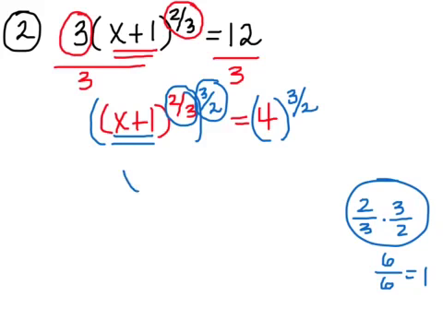Well, if x plus 1 is being raised to the power of 1, we could just drop it off and not even write the power of 1 because it has no meaning anymore. And then on the other side we have, if you want to write it in a different form, the square root of 4 to the 3rd. So we'll take care of that in a minute.